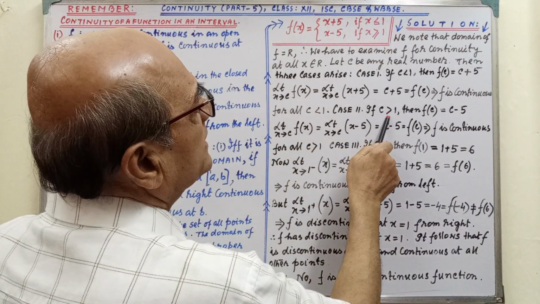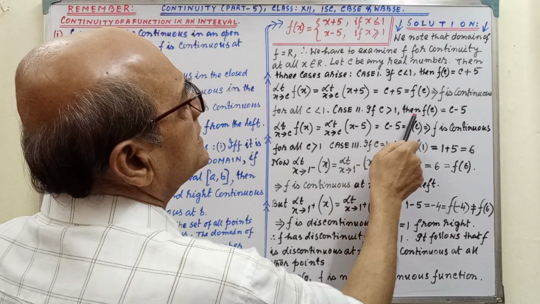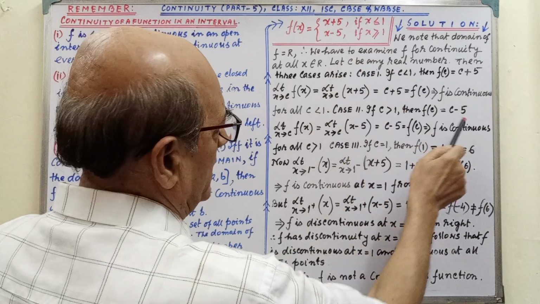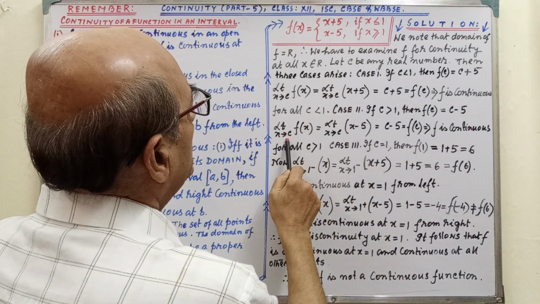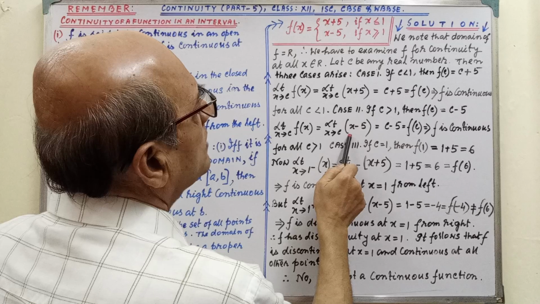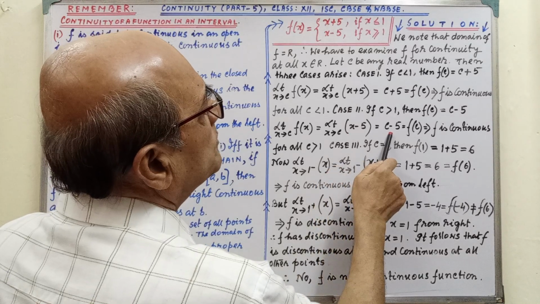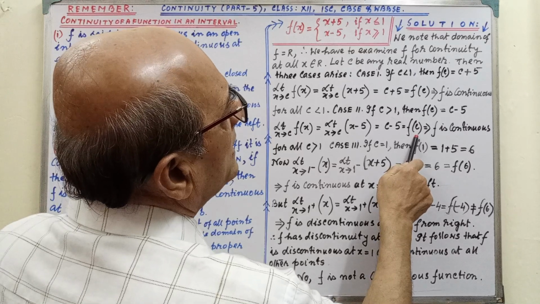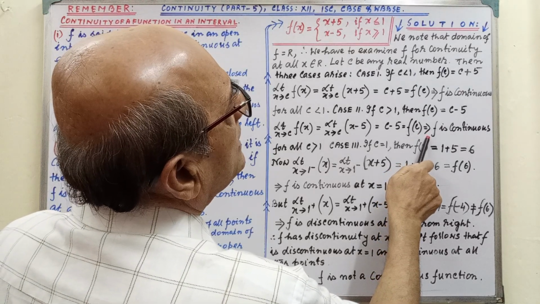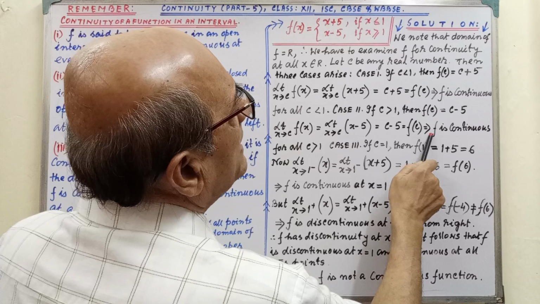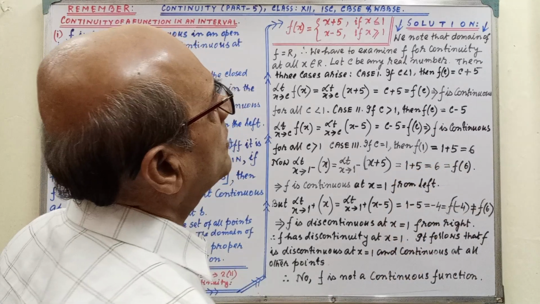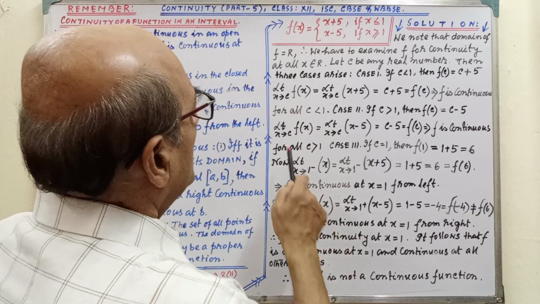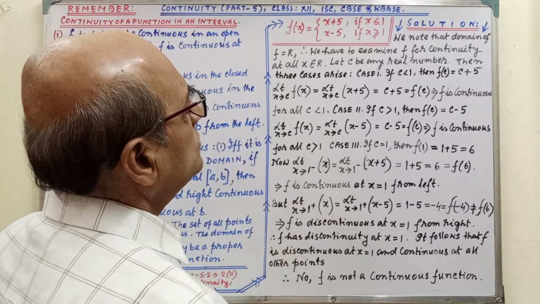Case 2: c greater than 1. Then f(c) equals c minus 5. Limit x tends to c of f(x) equals x minus 5. By putting the value, we get c minus 5, that is f(c). Implies f is continuous for all c greater than 1.